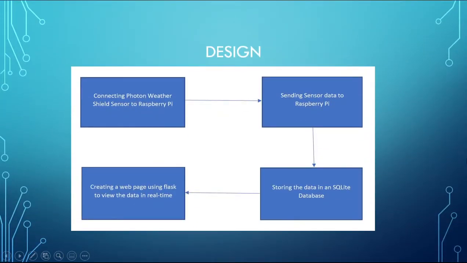So the design for my project consists of four major parts. First we connect our weather sensor to the Raspberry Pi. Then we read the data from the sensor on our Raspberry Pi, and once we get the data, we can store it in an SQLite local database. And after storing the data, we can create a Flask web server so that we can view the data in real time.